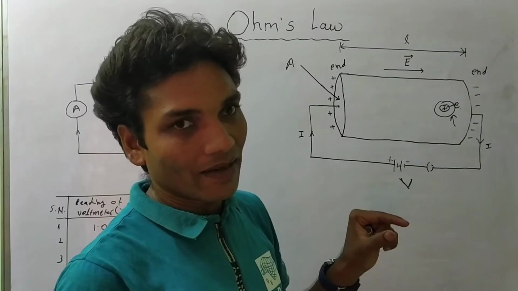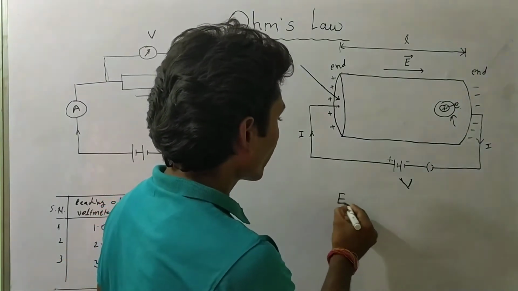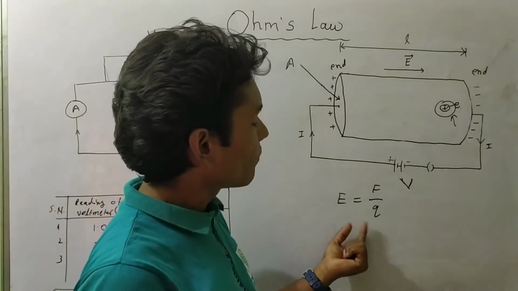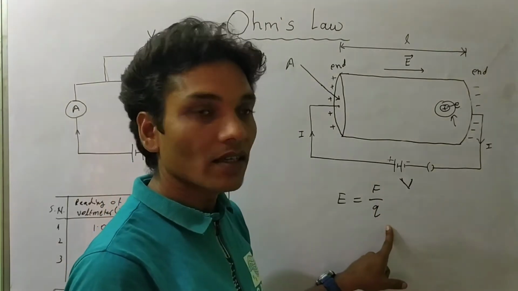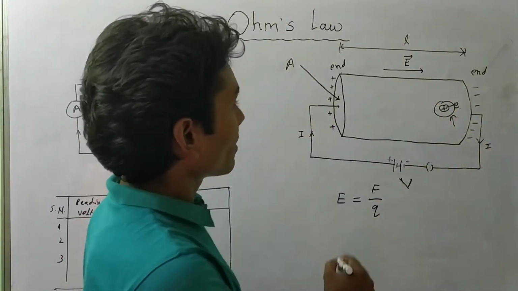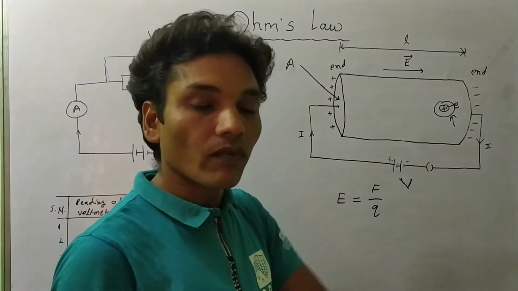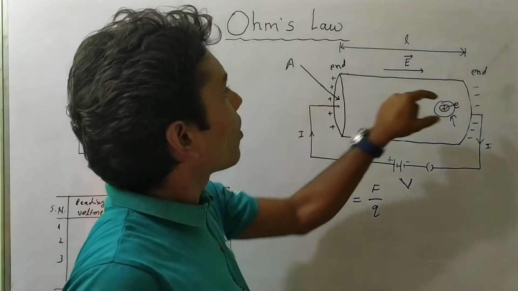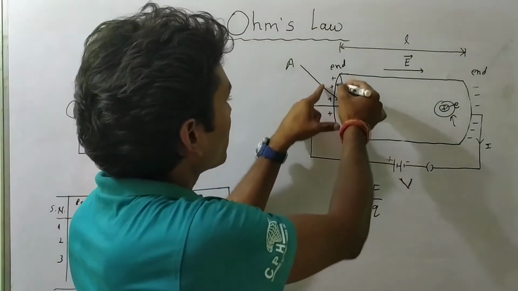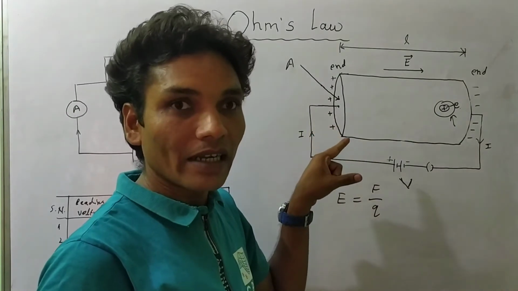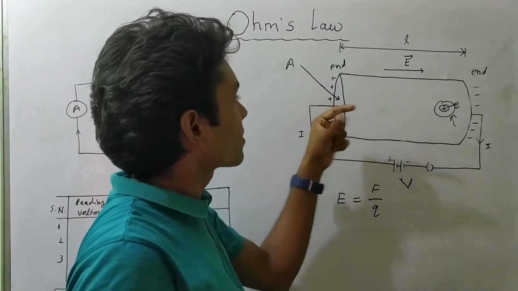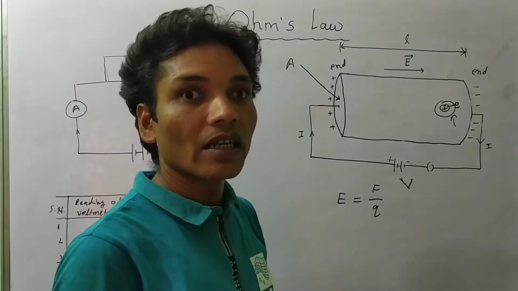And what is this electric field? The formula of electric field is E equals F upon Q. Actually, the electric field is force per unit charge. Here the charges are electrons, so the electric field actually gives a force. So all free electrons experience some force towards the positive face of the conductor, and all electrons drift towards the positive face of the conductor.